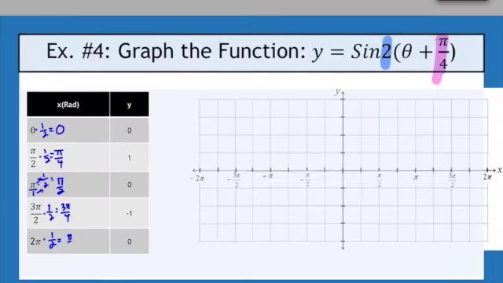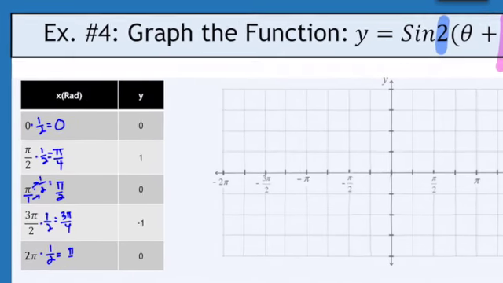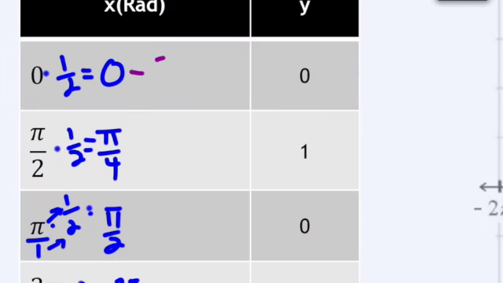Okay, so now that we dealt with the b value, now we're going to go ahead and apply the c value. We're going to subtract all of my terms by pi over 4. Remember, it's the opposite of what you see in there. So minus pi over 4, minus pi over 4, all the way down.